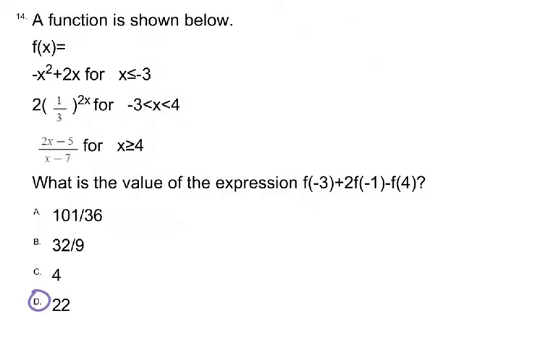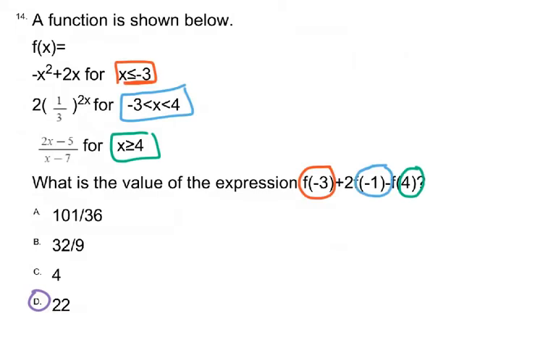Another piecewise, I'm going to color code it a little bit. Okay, so f of -3, x is less than or equal to -3, so it's going to go in the first one. When you plug this in, make sure you're putting parentheses around that -3, or you're going to get the wrong thing.